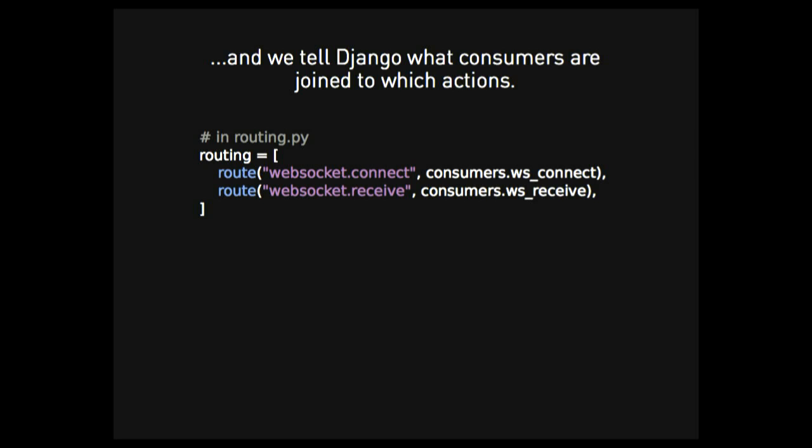Here's a routing example. I know I have one somewhere. So routing looks like URLs. You say what the channel name is. You just put the function in. It's pretty easy.